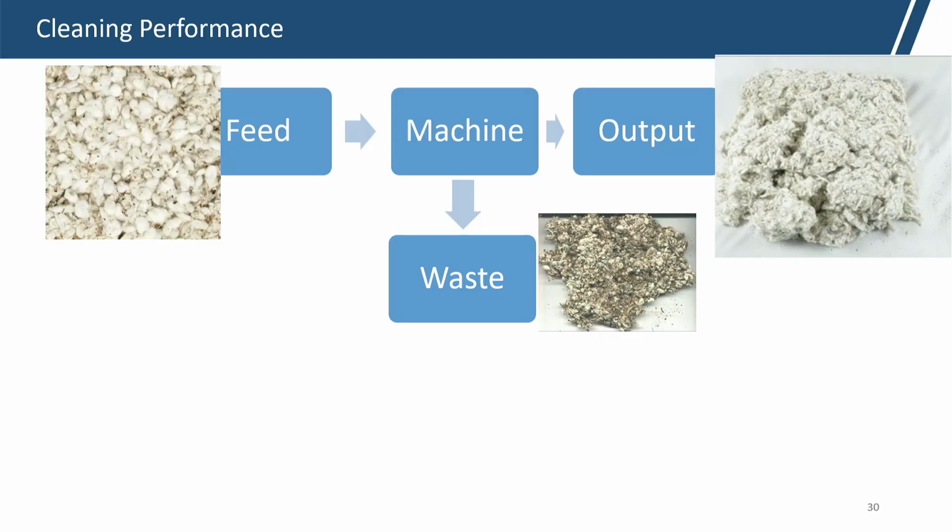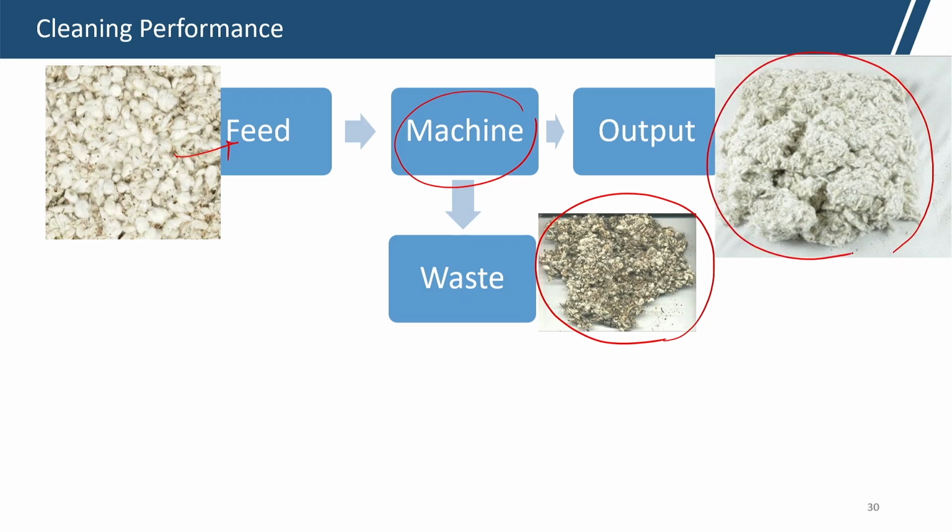Now, if you see cleaning performance, there is a feed material, then different machines and waste. The waste contains different types of trash particles. After opening, the output material is relatively clean, but it also contains some trash particles, which are subsequently removed in the carding action.